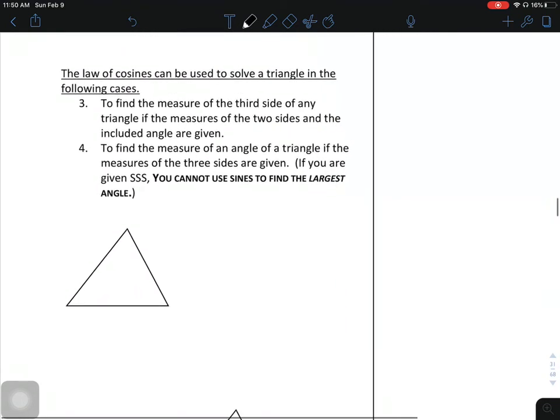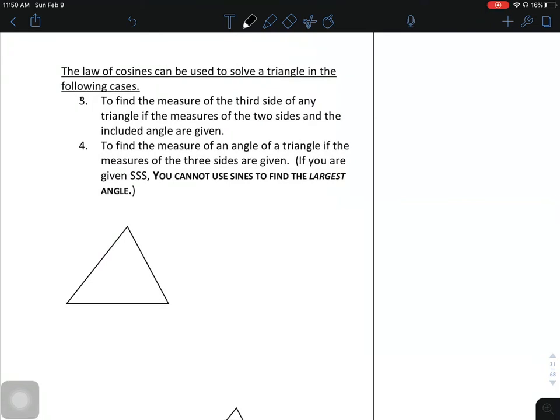When can you use law of cosines? Once again, I don't know how these numbers end up becoming 3s and 4s. My apologies.